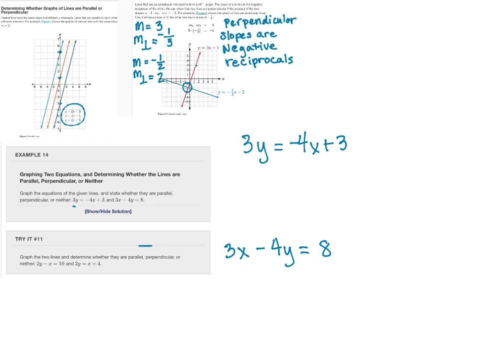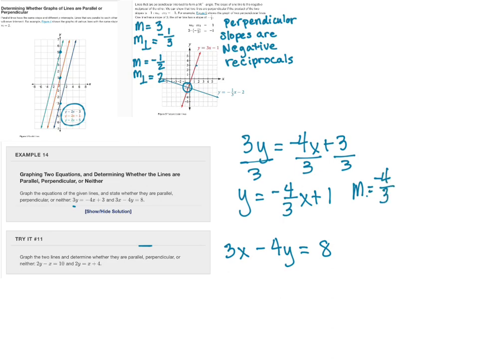Let's isolate y on the first. What are you going to do? No, we need y by itself on the first one. So you divide by 3. Just divide everything by 3. So y equals negative 4/3 x plus 1. Right? 3 over 3 is 1. So what's my slope from line 1? Negative 4/3.